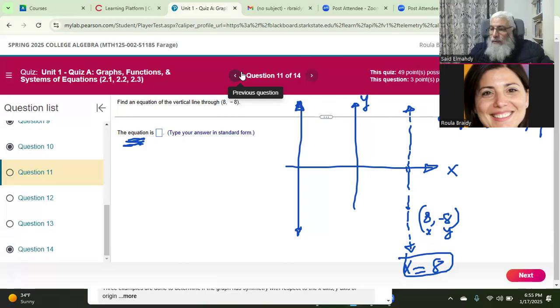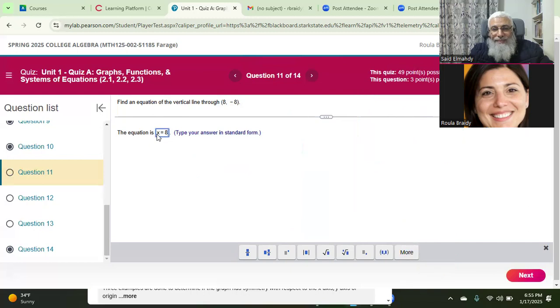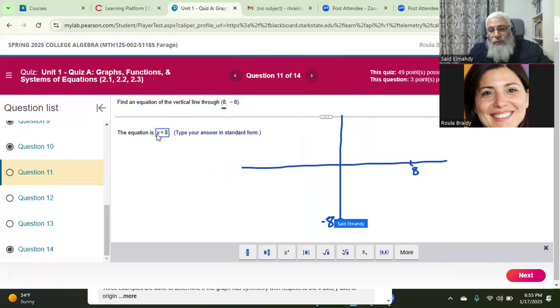Okay, so that's the equation? Yes. You remember he said x is equal to h. This is x equal to 8. That's tricky, how do you know that? It is always x equals 8. This point is (8, -8), so this is the point, correct? And he said it is a vertical line.